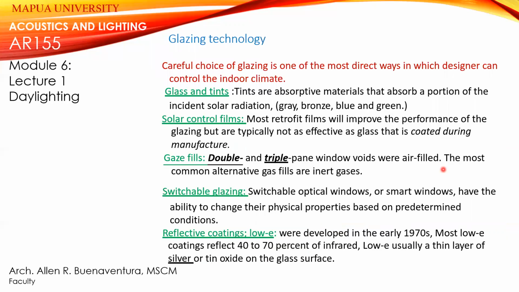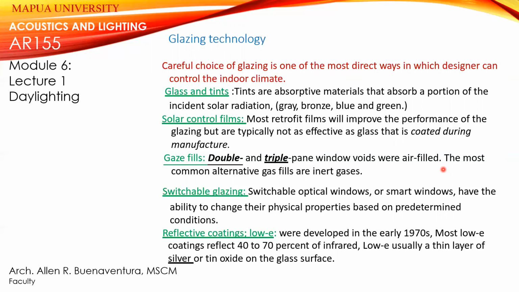So the careful choice of glazing is one of the most direct ways in which a designer can control the indoor climate. There is glass and tints. Tints are absorbing materials that absorb a portion of the incident solar radiation. So you can put tints on your glass. You can use solar control films. Most retrofit films will improve the performance of the glazing, but are typically not as effective as glass that is coated during manufacture.